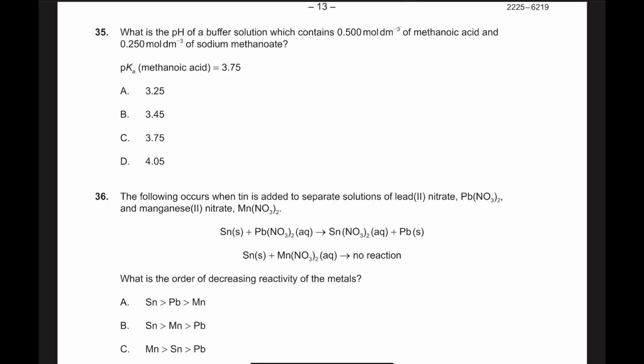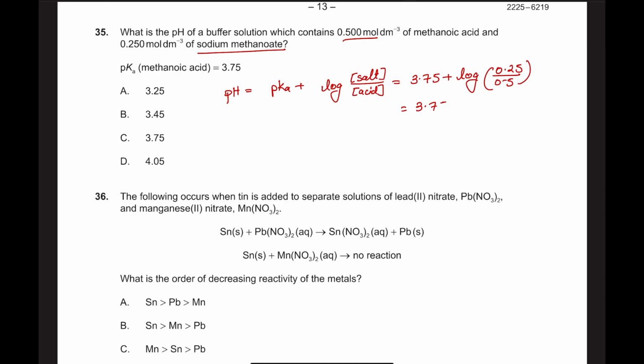Next, what is the pH of a buffer solution which contains 0.5 mol per dm cubed methanoic acid and 0.25 mol per dm cubed sodium methanoate? Here's the Henderson equation. pH would be pKa plus log of salt over acid. 3.75 plus log 0.25, which is the salt concentration, sodium methanoate. Acid concentration is 0.5. If I simplify this, it becomes approximately negative 0.3. So 3.45 should be our answer, which is option B.